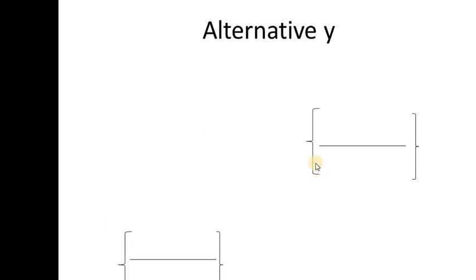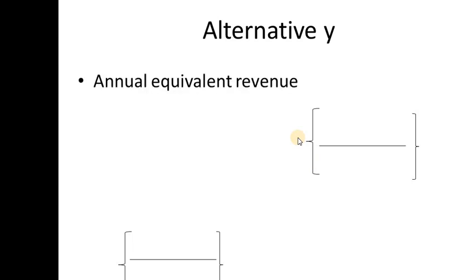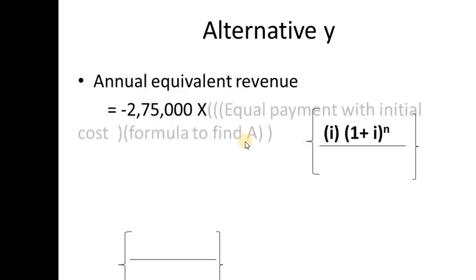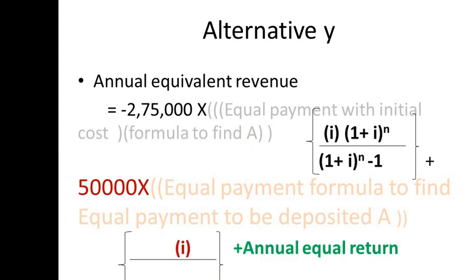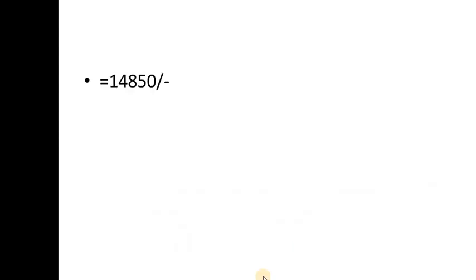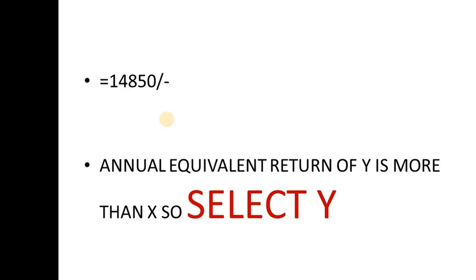We'll see, the first is formula 3 for investment, formula 2 for salvage value, plus annual equal return 1 lakh. So 14,850 return I'll get. From alternative one I'll get around 9,000 something. From the second option I'll get some 14,000. So among these two methods, the first alternative equivalent return is 9,000 and the second alternative is 14,000. Which will give more return, I should choose that option. So I have to select Y. This is the annual equivalent return method.